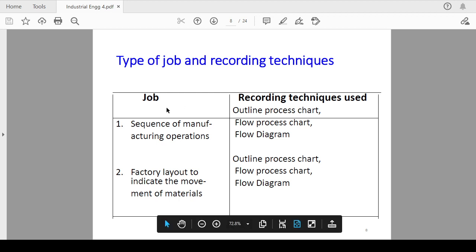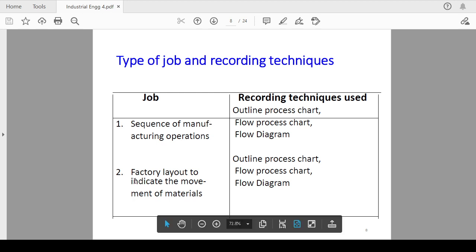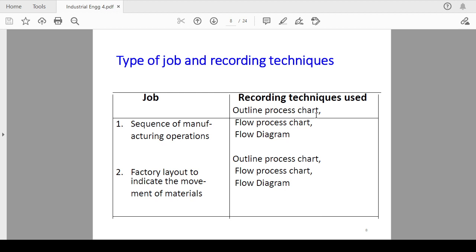If your job is a sequence of manufacturing operations, then you may use the flow process chart, outline process chart and flow diagram. These three are the techniques which must be used for such operations or jobs. Then for factory layout, to indicate the movement of material, you may use the outline process chart, flow process chart and flow diagram. What these process charts and diagrams are, we'll see in the upcoming sessions, in detail, including how you can develop such charts and graphs, which are the recording techniques in method study.